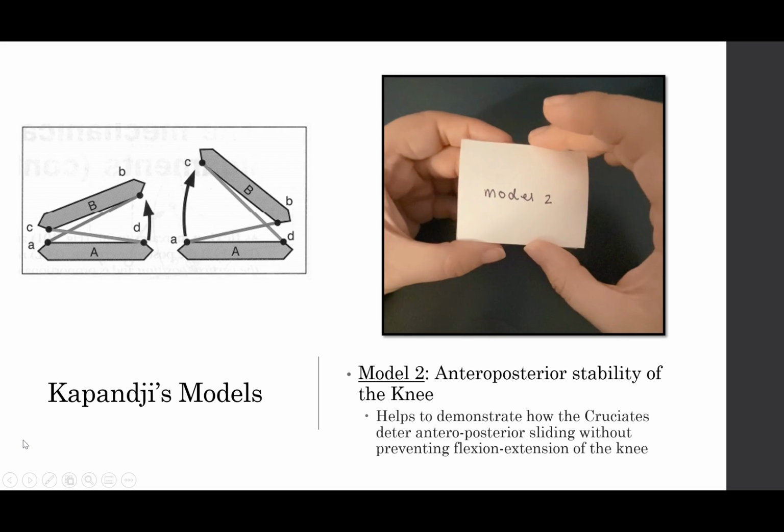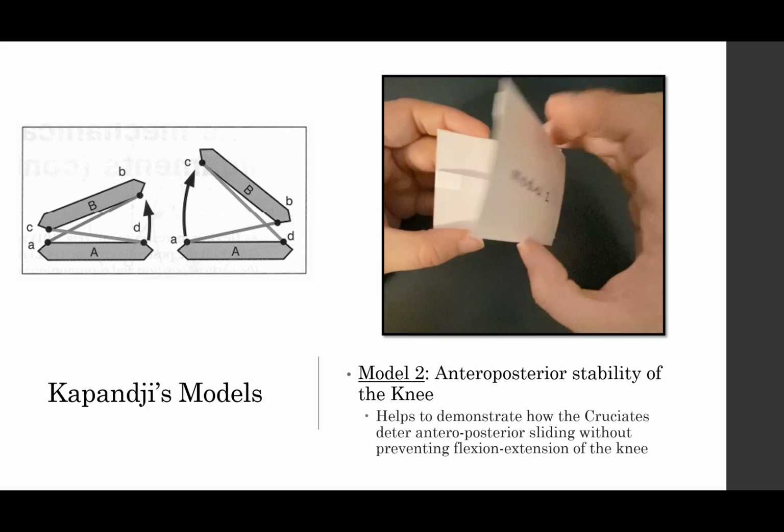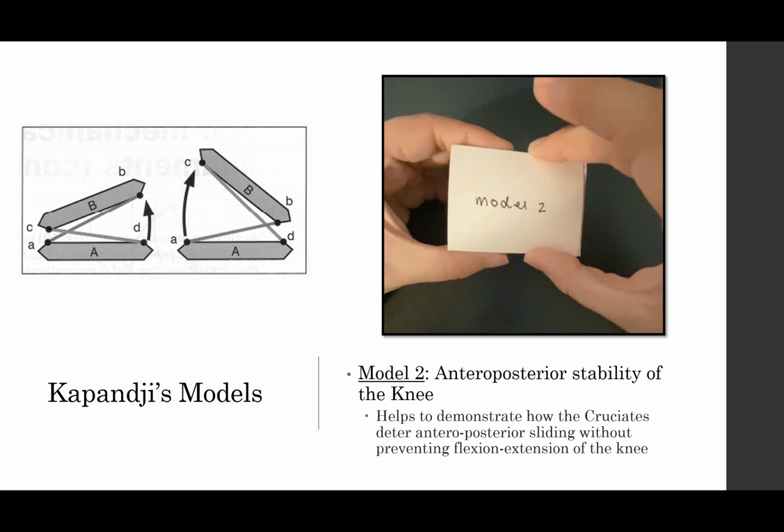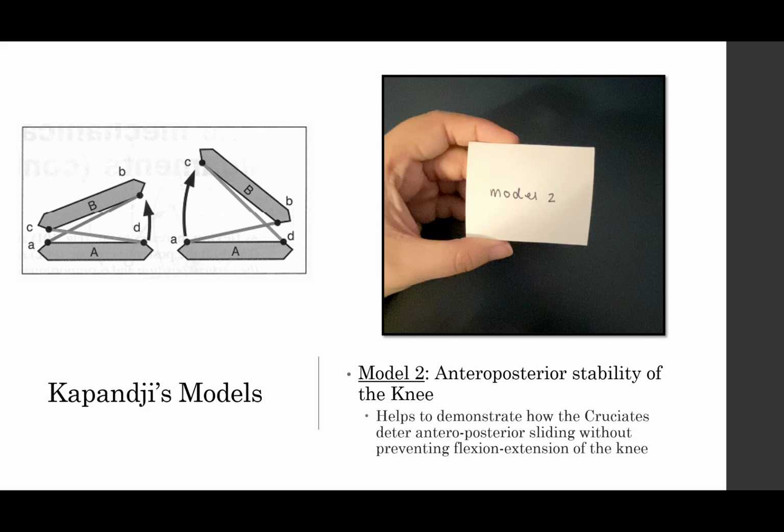The second of Kapandji's models helps to demonstrate how the cruciate ligaments, so in this case the ACL and PCL, help to deter anterior and posterior sliding, while still allowing the knee to undergo flexion and extension. This model was constructed using 2 hard cardstock pieces acting as the articulating surfaces connected by 3 slips of paper that work to mimic the cruciate ligaments. In the video, you can see that the rectangular surfaces are unable to slide completely past each other and are restricted by these slips of paper acting as the ligaments.